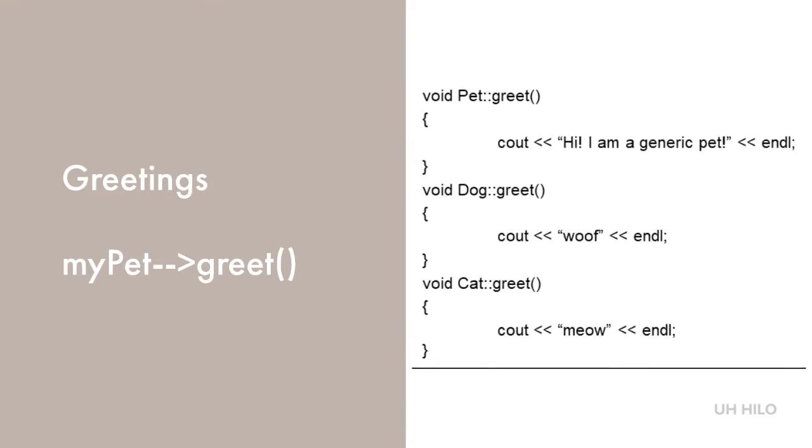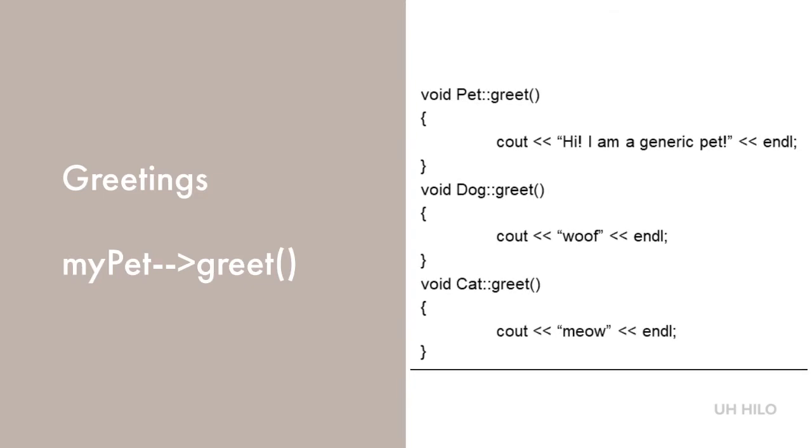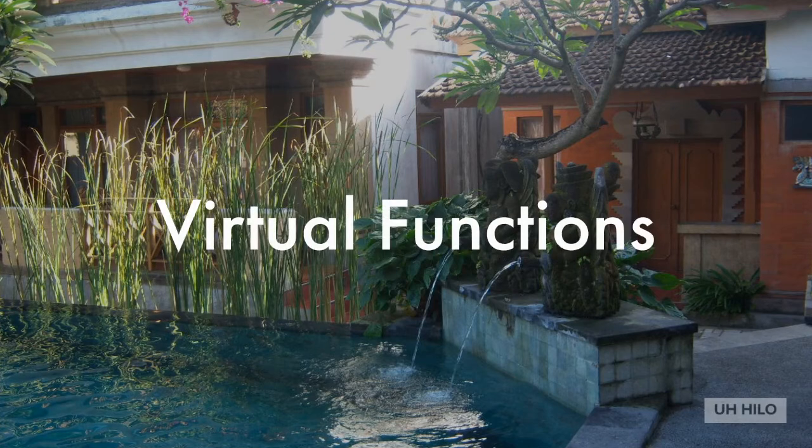But my pet points to a dog object, so what's going on here? Well, we've redefined the function, but we haven't overridden it. C++ knows my pet is a pet pointer, so it calls the pet greet function. But we really want that dog greeting.